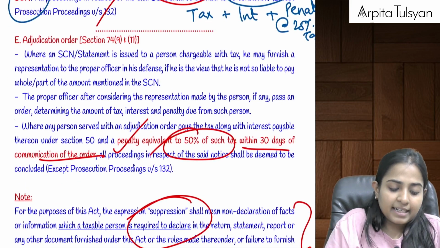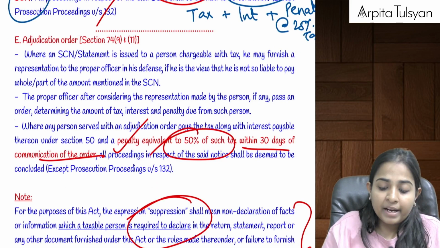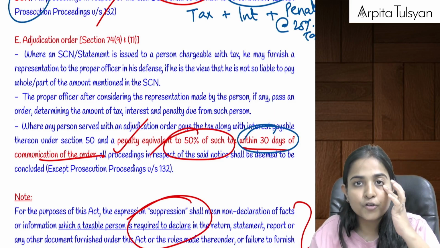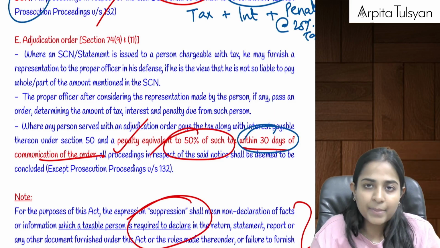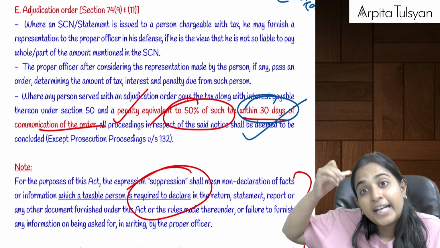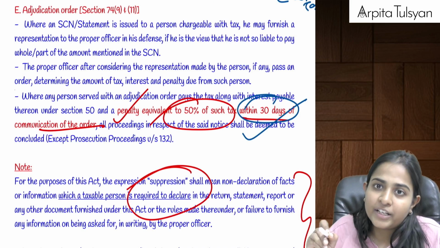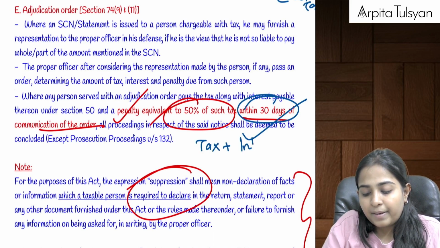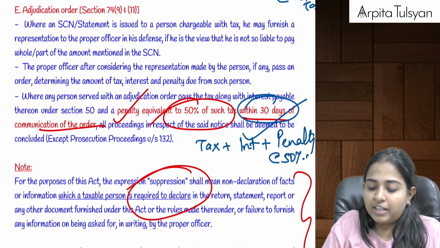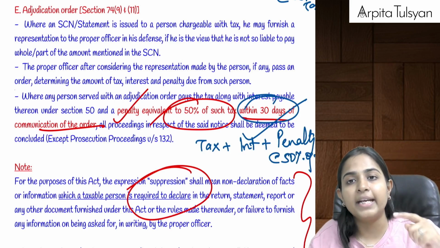Then the next one. In Section 73, if you pay after 30 days of issue of show cause notice, 10% of tax or 10,000, whichever is higher, becomes applicable. Now here we get one more level. If you pay within 30 days of communication of that order, not notice, then you can pay tax plus interest plus penalty. This penalty will be at the rate of 50% of the tax. Within how many days? Within 30 days of communication of the order.